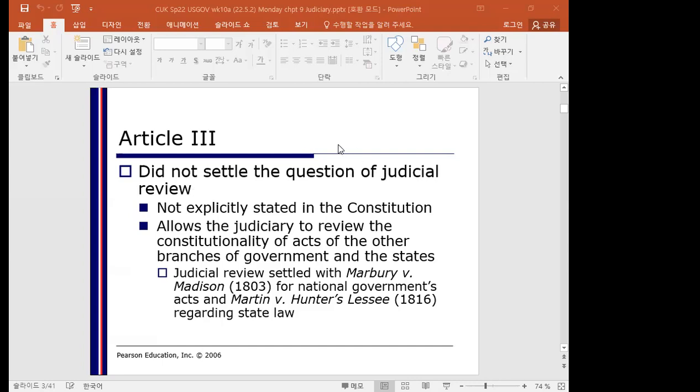Judicial review includes, for example, reviewing the constitutionality of abortion bans, laws making abortion illegal. In the language that they use, the US Supreme Court strikes down those prohibitions as unconstitutional. That's the process of judicial review. It's not explicitly stated in the Constitution.